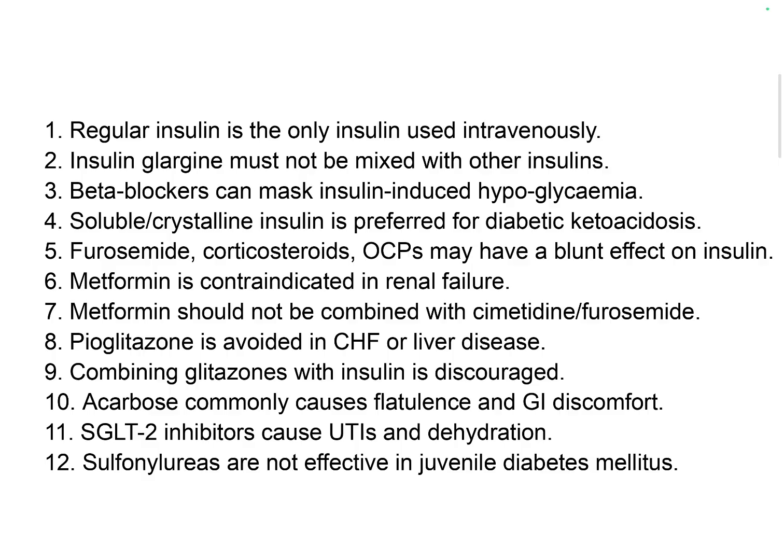And what is the reason it is avoided in liver failure? This is from when these PPAR gamma agonists were introduced in the market. The first drug was troglitazone, which was withdrawn due to severe fatal idiosyncratic hepatotoxicity. Pioglitazone is much safer than troglitazone, but it still carries a risk of liver injury. That's why liver function tests, LFTs, must be done before starting pioglitazone and periodically thereafter. This is the reason why pioglitazone is avoided in chronic heart failure or liver disease.